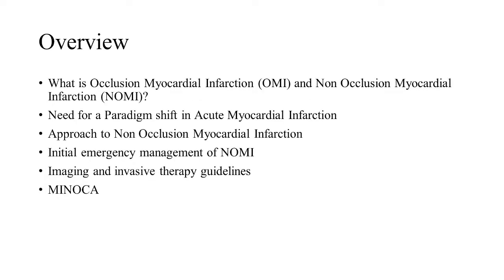So we will be going through what is an occlusion myocardial infarction and a non-occlusive myocardial infarction. Why was there a need for a paradigm shift in this acute myocardial infarction management that we are currently practicing? What is our basic approach to a non-occlusion myocardial infarction? Because our topic is basically NOMI and not OMI. Initial emergency management which shall be given to a patient of NOMI, any imaging as well as invasive therapy guidelines which have been proposed by both AHA as well as ESC. And also lastly, a kind of new topic which is myocardial infarction with non-obstructive coronary arteries, which will also come under our non-occlusion myocardial infarction.